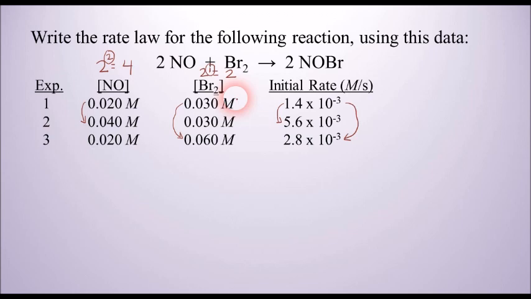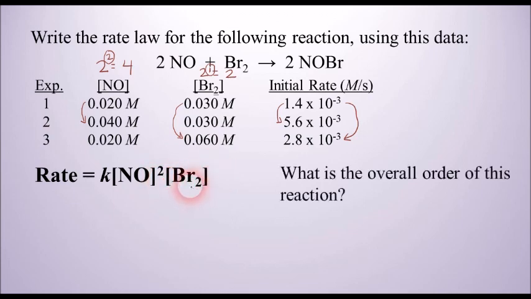And so if that's the case, we can write the rate law just like this. We have our second order there for NO and the first order for bromine. Now, what is the overall order of the reaction? Well, just add the individual orders. 2 plus 1 would be third order.